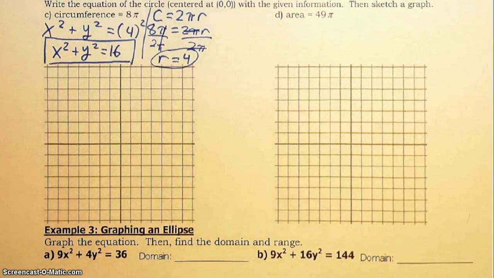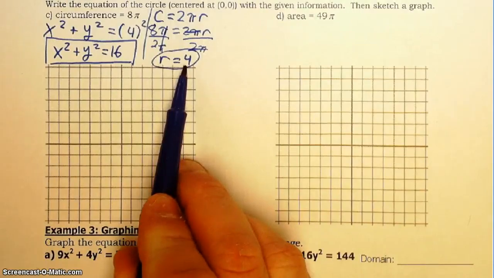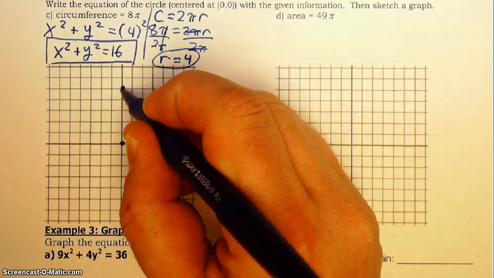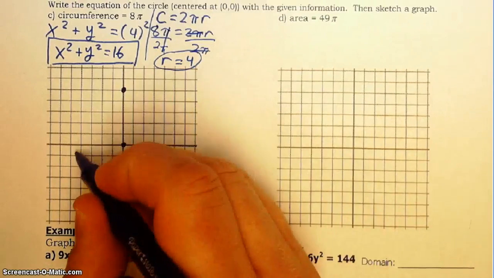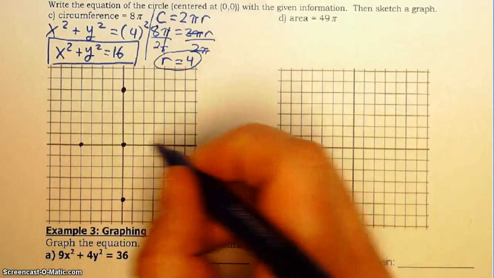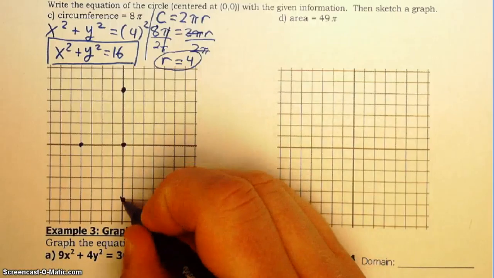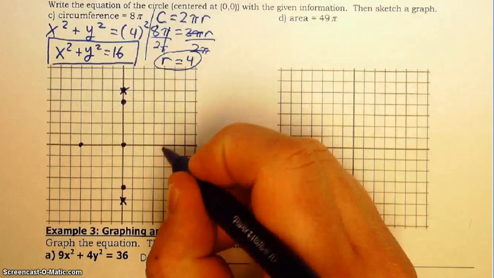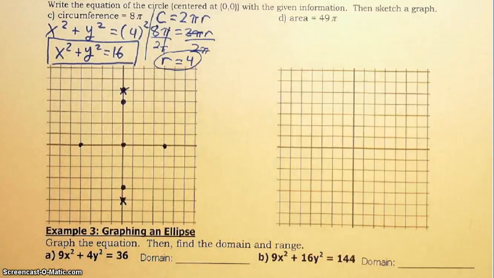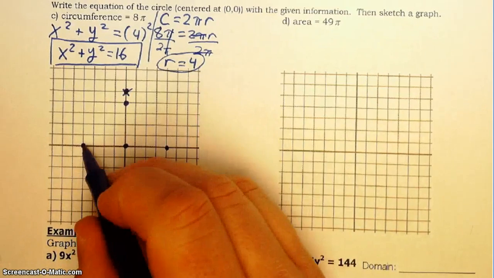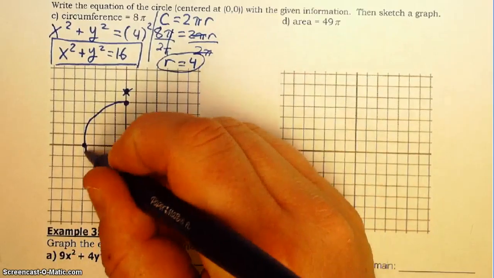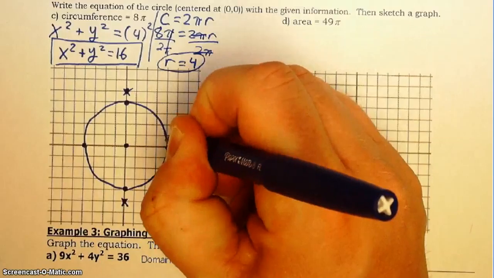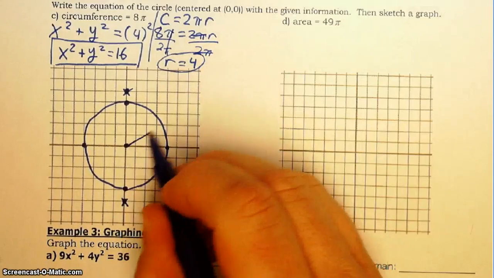But in all seriousness, if we know the radius is 4 and it's centered at 0, 0, I'm just going to go up 4, down 4, left 4, and right 4. Obviously, I can't count because that's 5, but that happens. So up 4, left 4, down 4, and right 4. Please ignore these 2 points. I'm going to draw the best circle I can. Nobody's perfect. And that's a circle with a radius of 4.